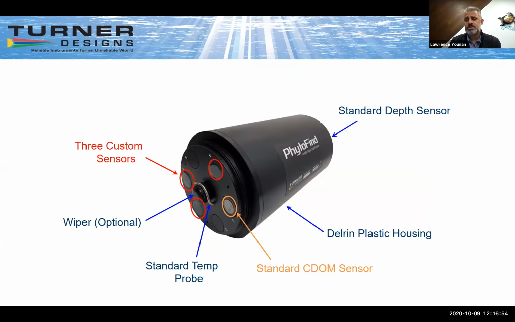So we developed an instrument called the PhytoFind, which uses 3 custom sensors. These sensors are very specific. They're built with specific optical configurations for looking at specific marker pigments and trying to pick out those groups represented by that marker pigment, or that have that marker pigment, I should say. It also comes with a dissolved organic sensor.